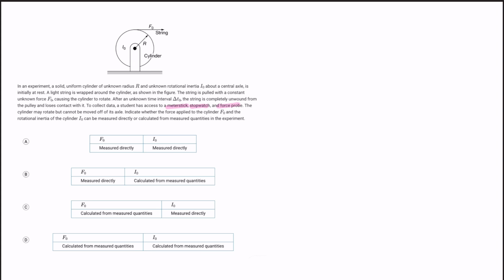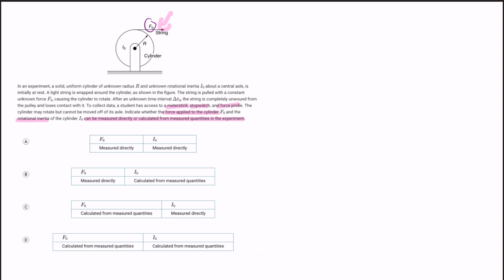Indicate whether the force applied to the cylinder, F naught, and the rotational inertia can be measured directly or calculated from measured quantities in the experiment. Okay, so we're looking for the force applied to the cylinder and the rotational inertia. First off, a force probe generally is very useful in measuring tension in a string if you're able to apply it to one side of the string. So that's exactly what's going on here. We can very easily apply the force probe to the other end of the string as you're pulling it off the cylinder to figure out exactly what F naught is. So that means that F naught is able to be measured directly.